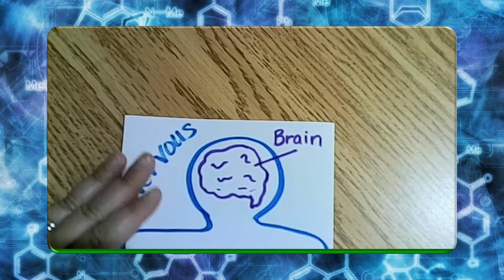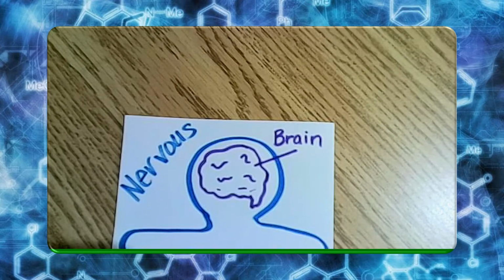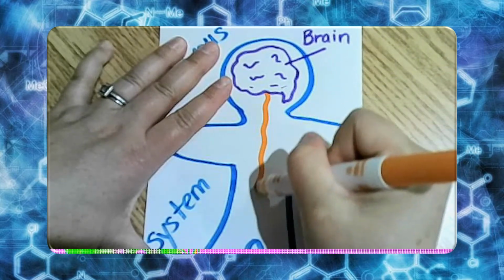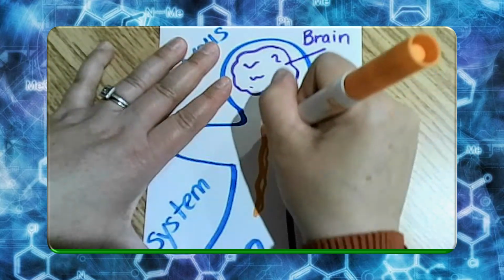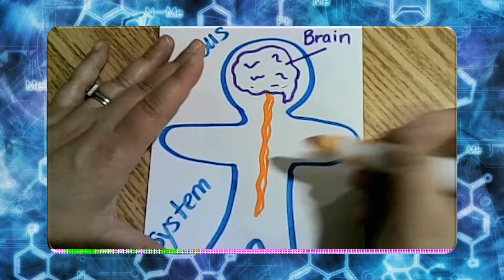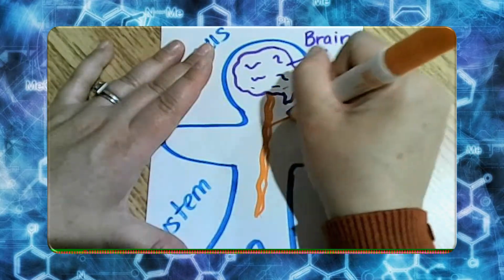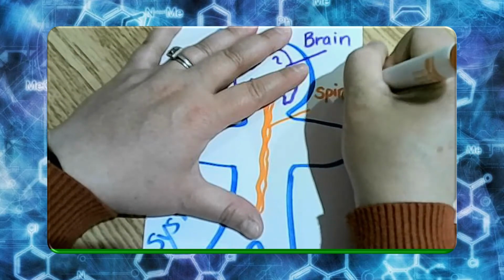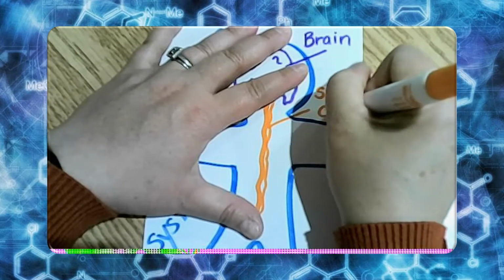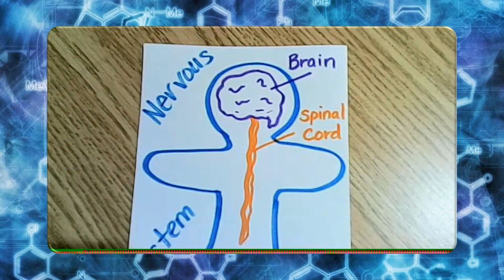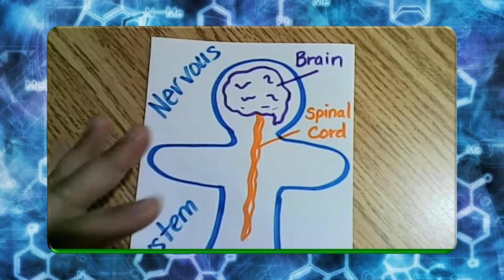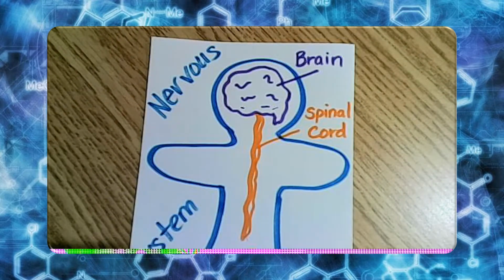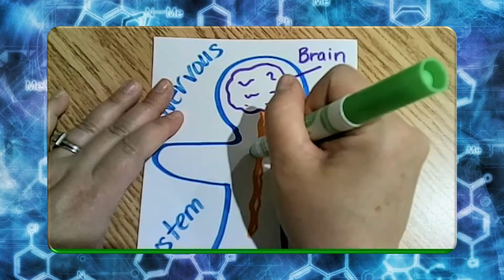All right, so you've got the first part of the nervous system. Okay, the next part I am going to do in orange, and that's going to be, anyone remember? This is going to be the spinal cord, okay? S-P-I-N-A-L. There, spinal cord.